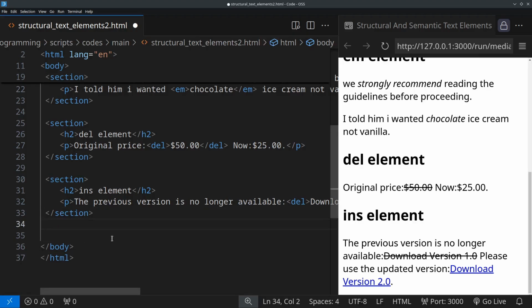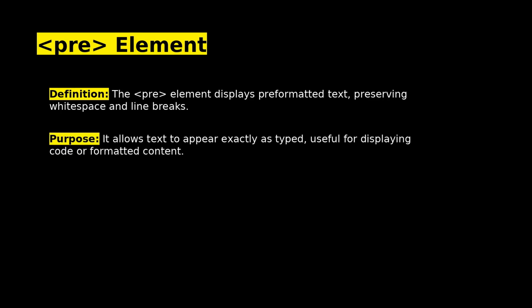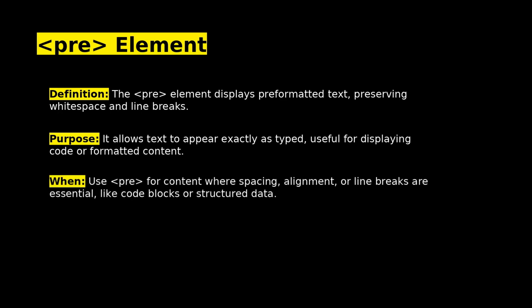Alright, next we have the pre element. The pre element displays pre-formatted text, preserving white space and line breaks. It allows text to appear exactly as typed, useful for displaying code or formatted content. Use the pre-formatted element for content where spacing, alignment, or line breaks are essential, like code blocks or structured data.